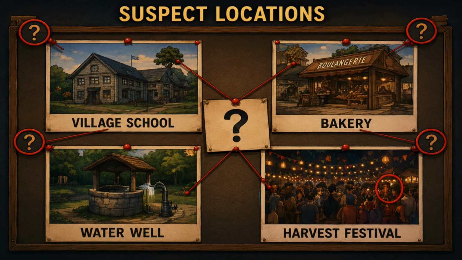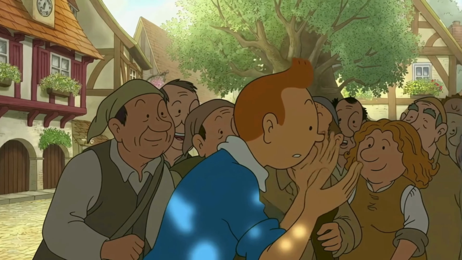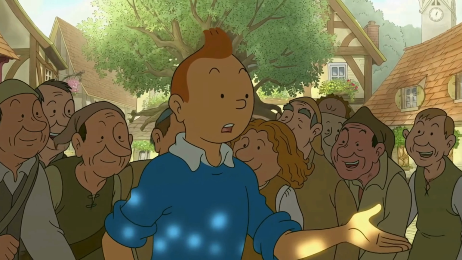Several sick villagers had never visited the school, which was innocent. The bakery was another suspect since fresh bread was delivered daily, but many patients hadn't bought anything that week, eliminating it. The water well seemed suspicious, but since illnesses appeared suddenly and stopped just as quickly, it didn't match the pattern. The final suspect was the summer fair, where nearly everyone gathered for music, games, and food, particularly a popular lemonade stand. Most sick villagers had enjoyed lemonade, while most healthy ones had skipped it. It seems we have an answer: a lemonade at the annual harvest festival.